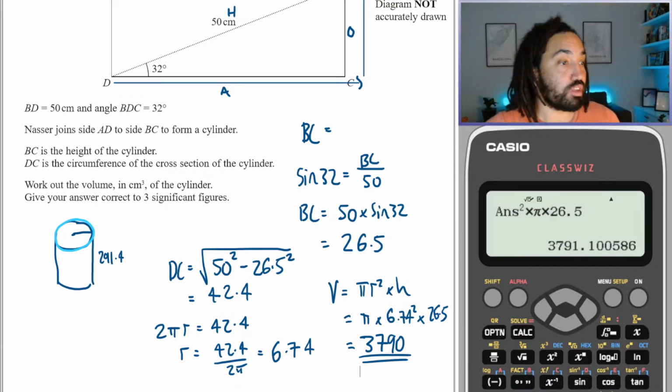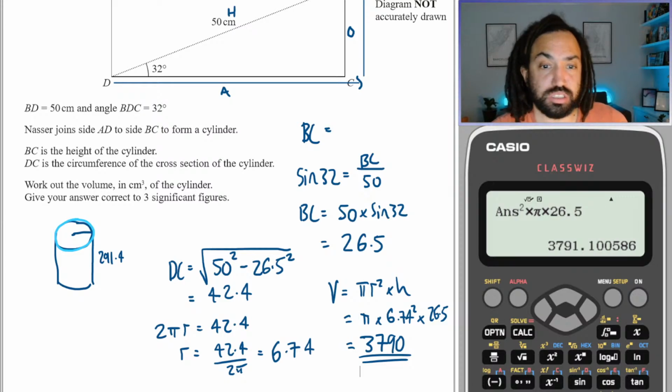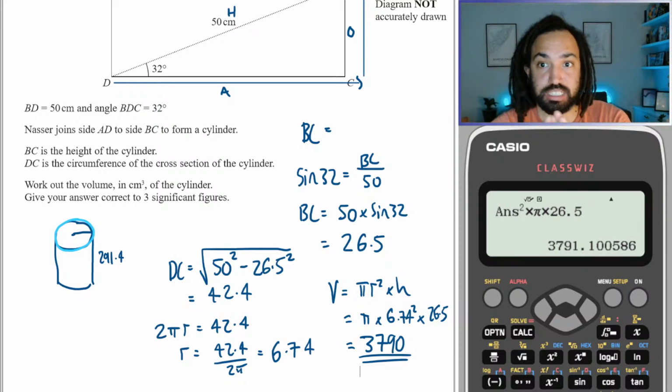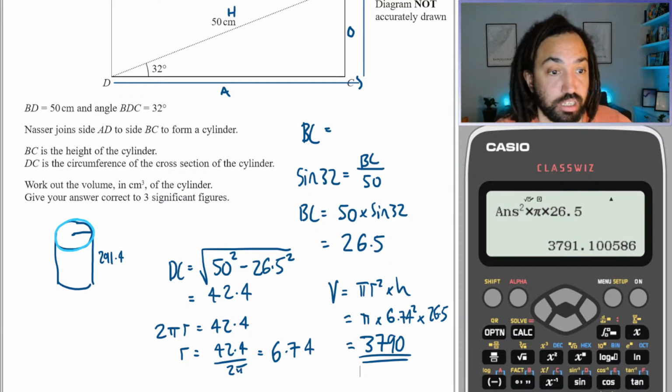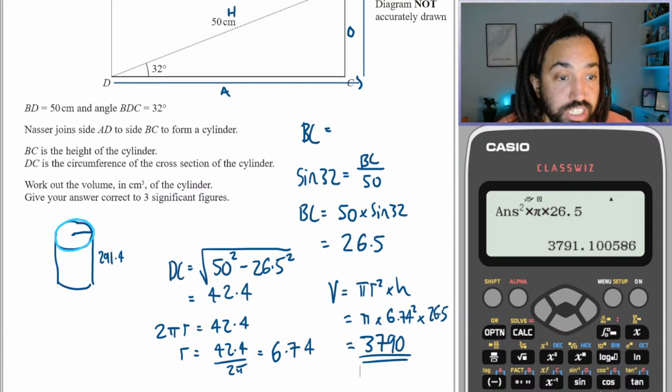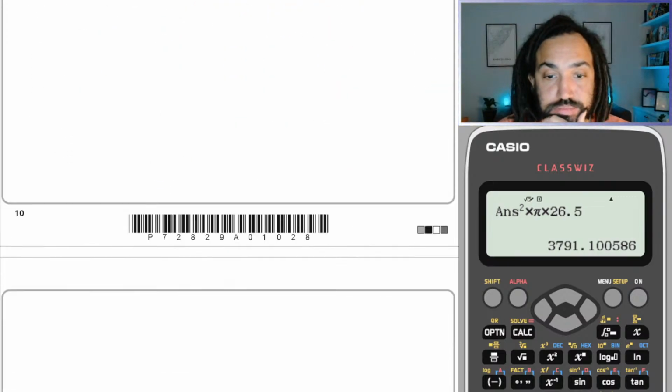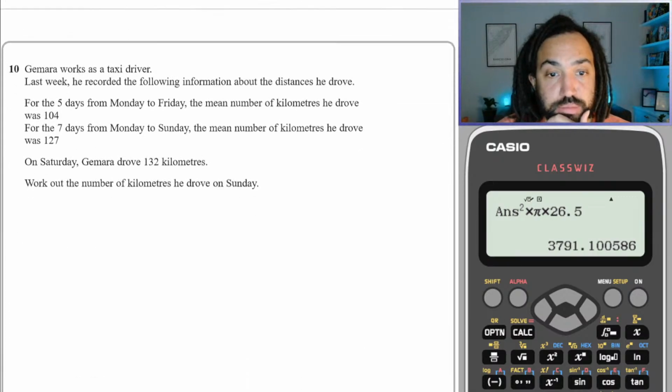Perfect. Okay, right, I thought that was a really good question because you've got to understand that that rectangle is going to wrap around to make a cylinder. You've got to use a bit of trig, a bit of Pythag, and you've also got to work backwards to work out the radius. Thank you so much, Adil, for that support. Appreciate that. Okay, right, let's keep cracking on. That was a 6 marker as well, actually.